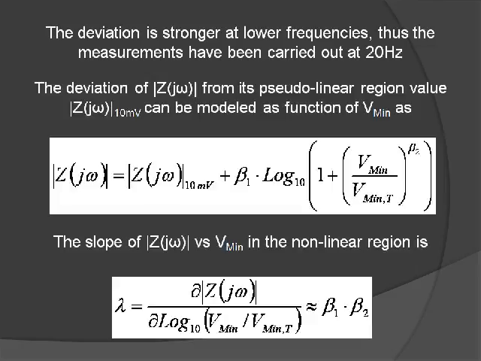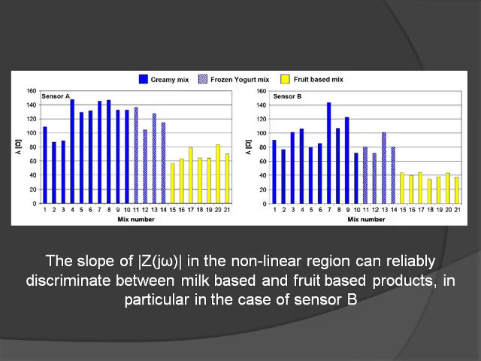In order to characterize the electrical response in the nonlinear region for the tested products, the curves have been fitted with the empirical model in the figure, and the slope in the nonlinear region, lambda, has been calculated for all tested samples and both sensors. These results clearly indicate that measurements of lambda provide a reliable method to discriminate milk-based from fruit-based ice creams, with sensor B resulting in larger differences and thus more reliable discrimination.